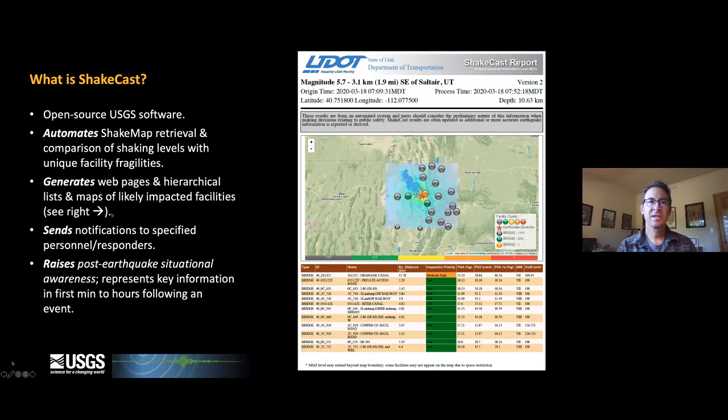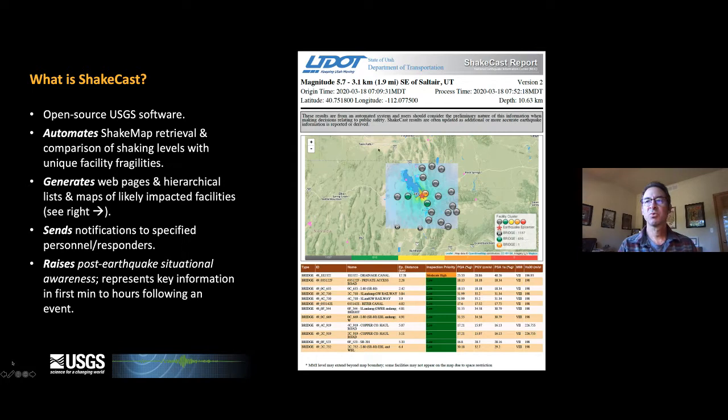It then compares the shaking to the fragilities of each of the facilities that they have, so as to determine whether they're likely to be damaged. And then it sends this one-page notification and other products to the users, and to specific users depending on the nature of the outcome. And it's meant to raise the situational awareness in the immediate minutes and hours and even a few hours after an earthquake, before the ground truth information comes in.